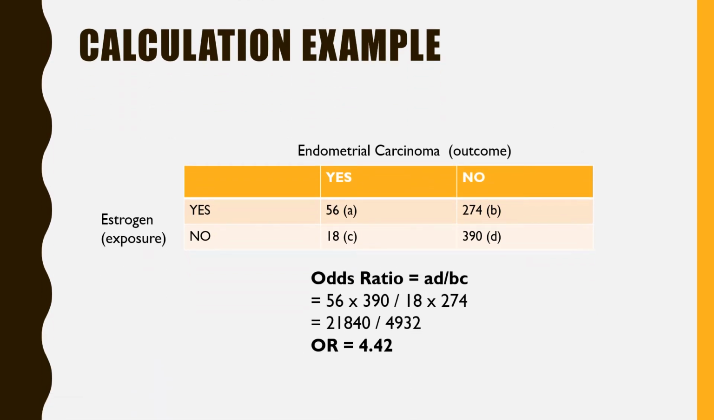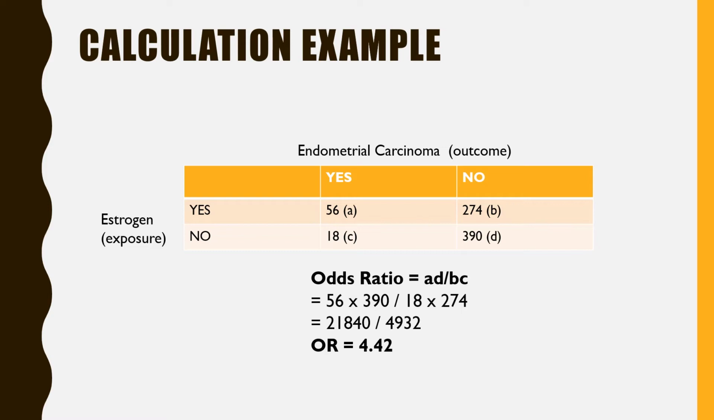Here, we will learn how to calculate the odds ratio. In the table below, we can see an example of a study looking at the association between estrogen, the exposure, and endometrial carcinoma, the outcome. So the odds ratio equals A times D divided by B times C. So we multiply A times D, so 56 times 390, and then we divide that by B times C, which is 18 times 274. And that equals our odds ratio of 4.42.